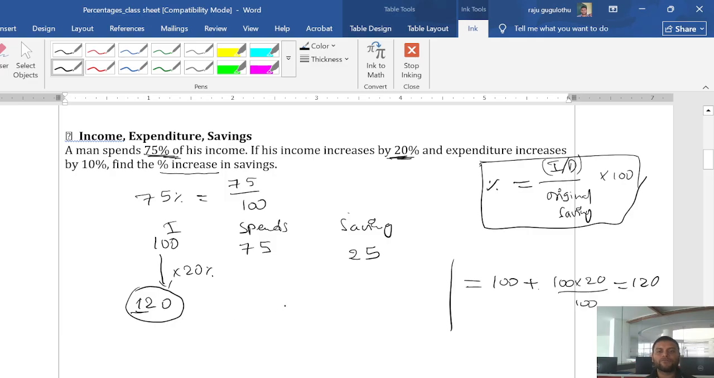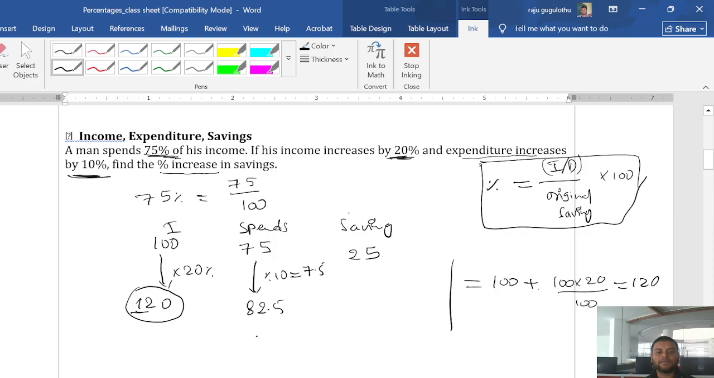After that, we will have to check the further question: expenditure increases by 10 percentage. So 75 was the expenditure, and its 10 percentage will be 7.5, and this is added. When 75 is added with 7.5, it will become 82.5, guys. 75 plus 5, 80 plus 2.5, 82.5. This is the new spending, guys.